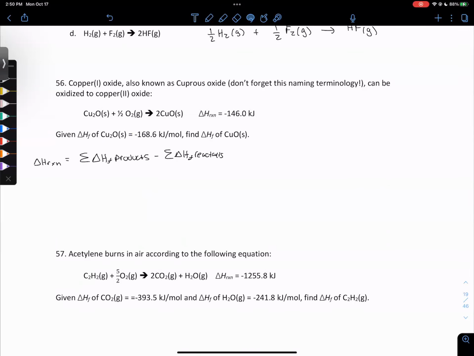And then we're given this, right? We're given the delta H of formation of the copper 1 oxide. So it would be minus, and then we have to plug that part in right here. So minus 168.6 kilojoules.